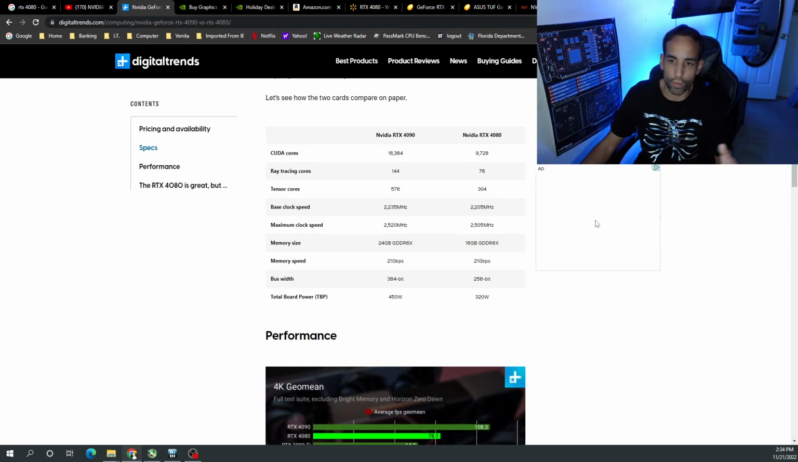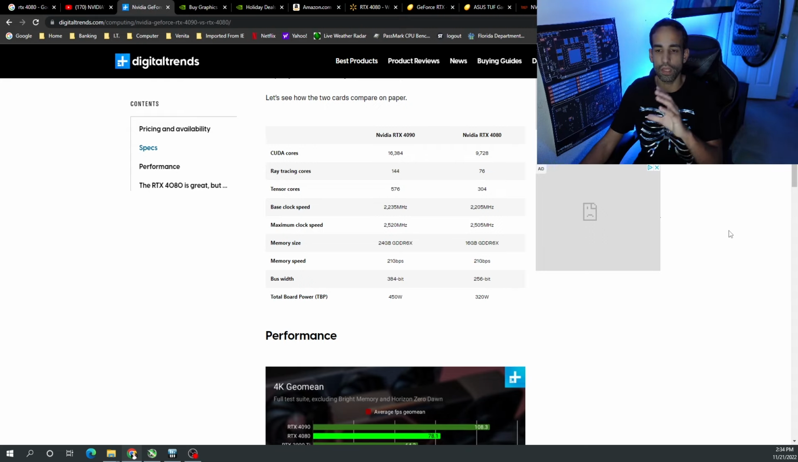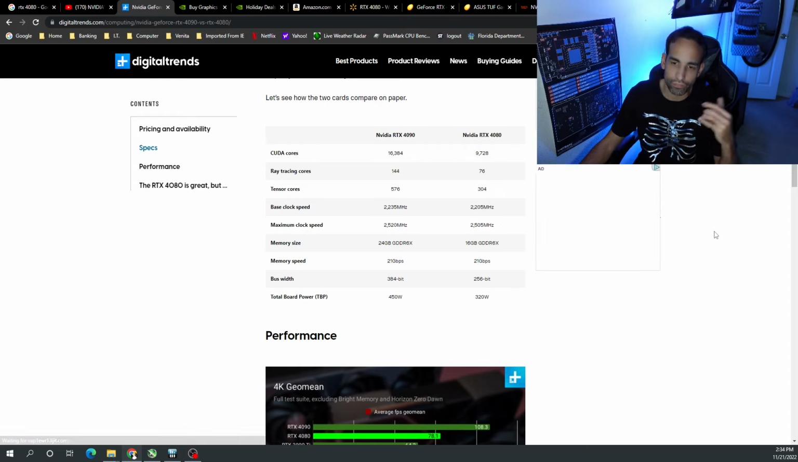But the 4080 specs we all know about: it's got 9728 CUDA cores, 76 ray tracing cores, 304 tensor cores. The base and boost clock is relatively the same as the 4090. It does have obviously less memory than the 4090, going from 24 gigabytes of GDDR6X to 16. Same memory speed, 21 gigabit per second, and the memory bus is cut down to 256 bit with a TDP of 320. So with the memory cut down, the bus width cut down, obviously the tensor cores, CUDA cores, and ray tracing cores being cut down, and the power limit being locked, obviously it is going to hamper this card's full-on performance.